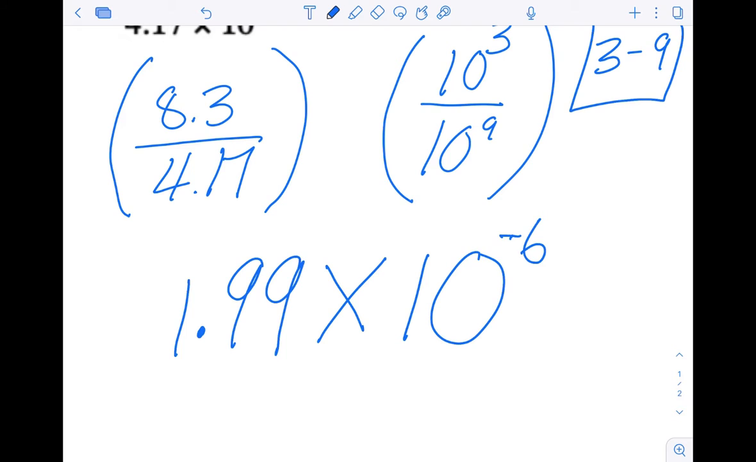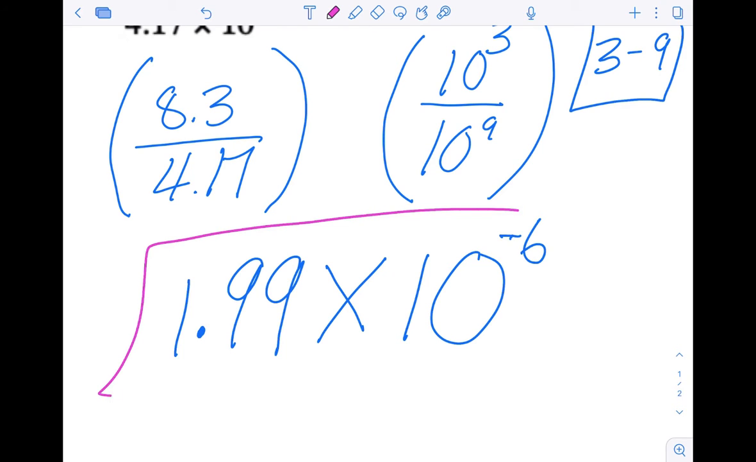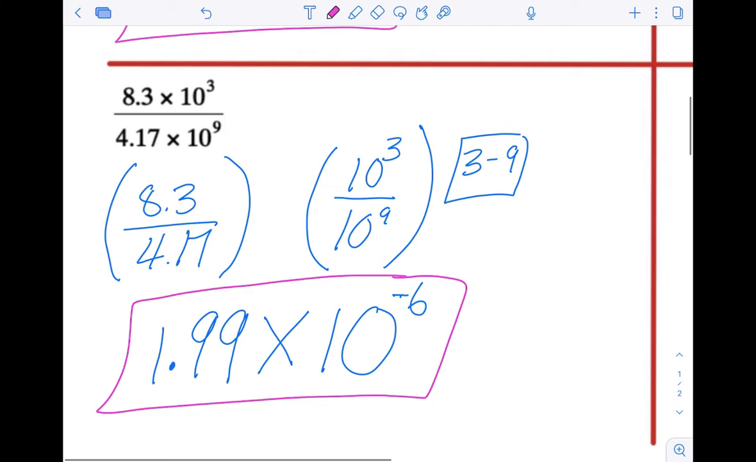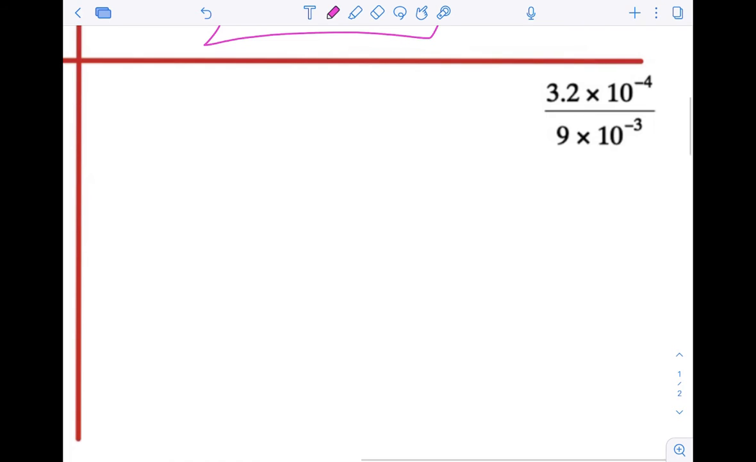Okay? So I already have my decimal between my first and second numbers. So let me write this down just like that. And look at that, kiddos. That is my solution for my division. I divided scientific notation, right? Perfect. And I wrote it in scientific notation. So perfect. So let us do our second example here.